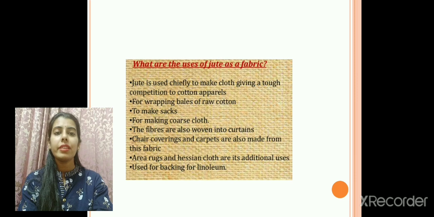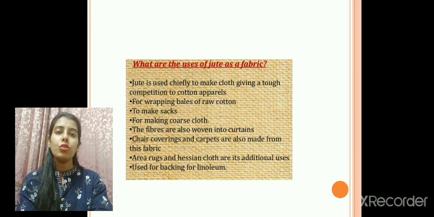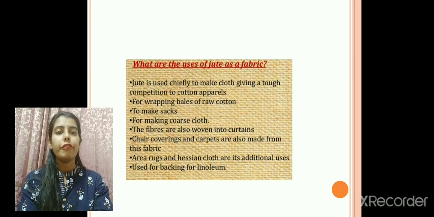Then we discussed how jute is produced. Jute is a plant fiber, so the crops are cultivated, harvested and then soaked in water. After soaking for around 20 days, it loosens the fibers, which are then stripped off, washed and dried, and can later be converted into fabric.